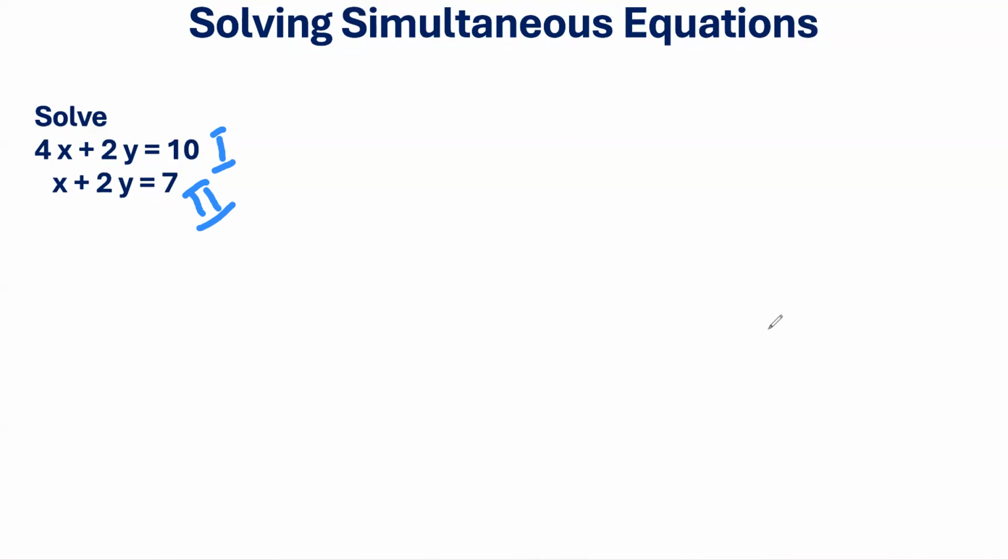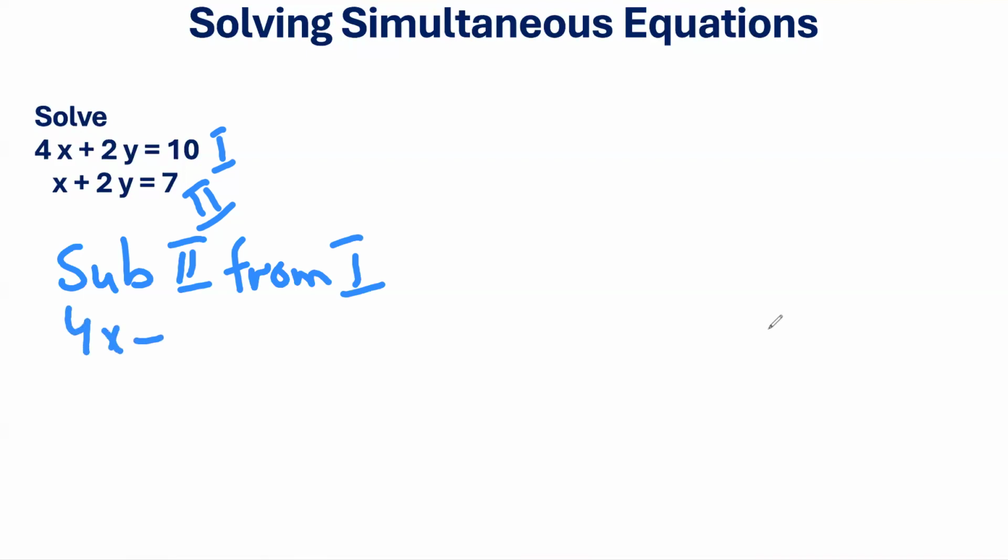What is the first step? You have to cancel x or y. Y can be cancelled very easily in these two simultaneous equations. How can you cancel y? Which strategy will you apply? You have to subtract equation 2 from equation 1. You can subtract 1 from 2 also, but we are subtracting 2 from 1.